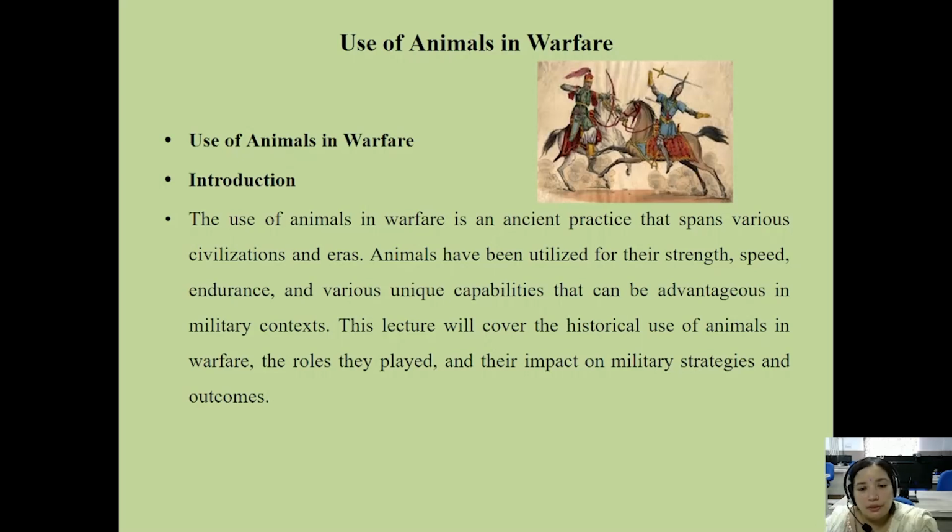Animals are used in warfare because of their strength, speed, endurance and the unique characteristics they have. That's why these animals were used in militaries and armies for the purposes of warfare. During wars, these animals have been used by kings and kingdoms. The importance of this lecture is to cover the historical aspect of animals in warfare, the importance of the role they played, and their impact on military strategies and outcomes.